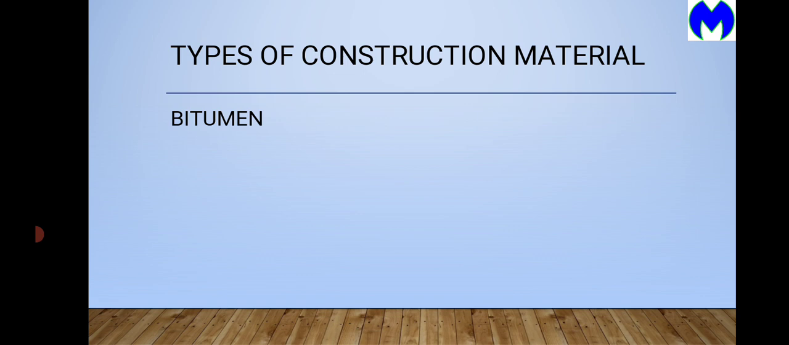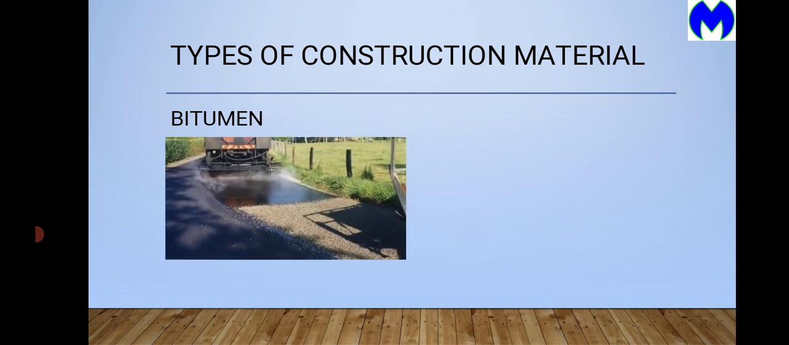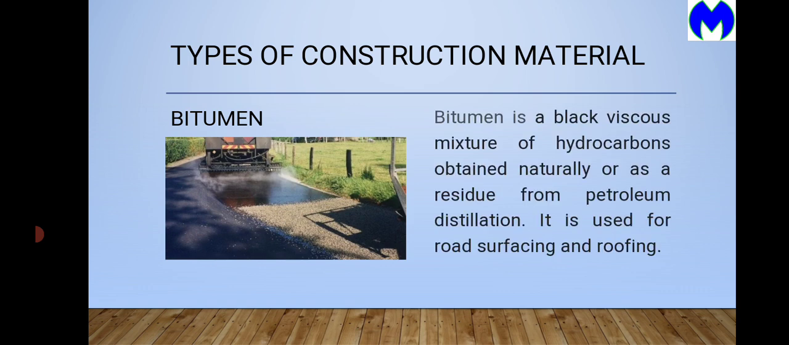Next, we have the bitumen. We usually see it on our roads when they are asphalted, in layman's terms. In this topic, you will learn the difference between asphalt and bitumen, since they are usually used interchangeably. Bitumen is a black, viscous mixture of hydrocarbons obtained naturally or as a residue from petroleum distillation. It is used for road surfacing and roofing. As for the difference between bitumen and asphalt, when we say bitumen, it is only like the binder.